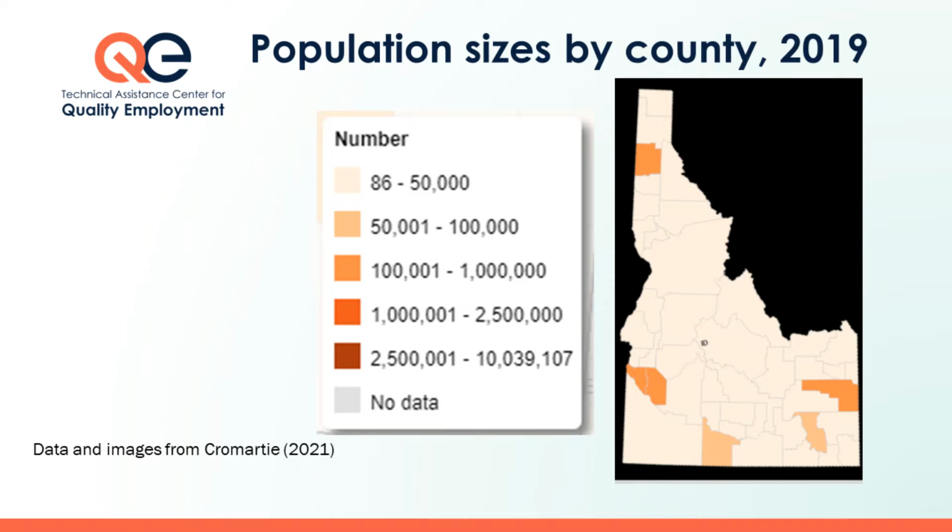Idaho is a growing state. While large regions of the country from the Midwest to the Appalachians are bleeding population, the Rockies to the Pacific are growing. Idaho is a part of that western growth trend.